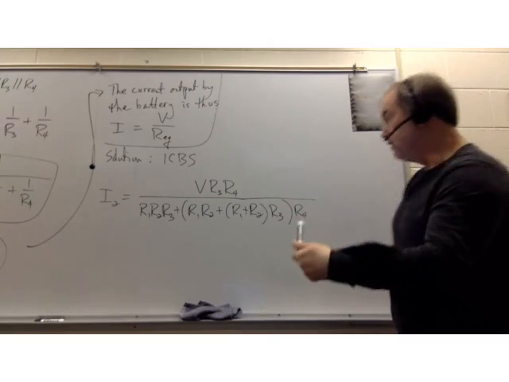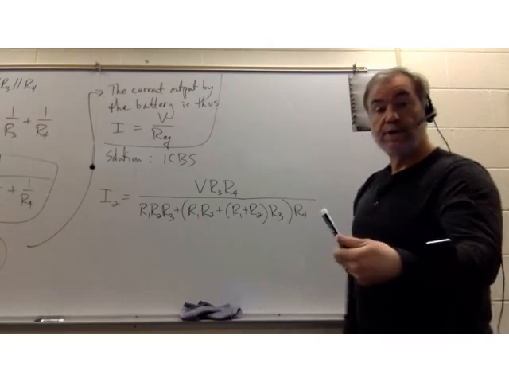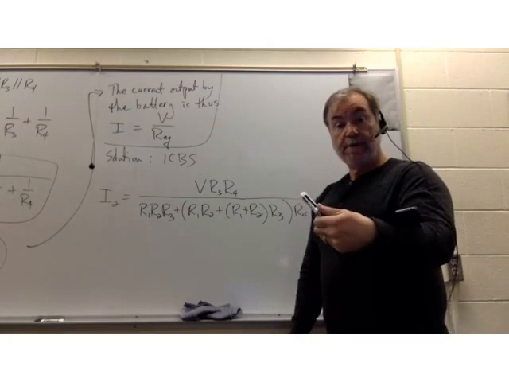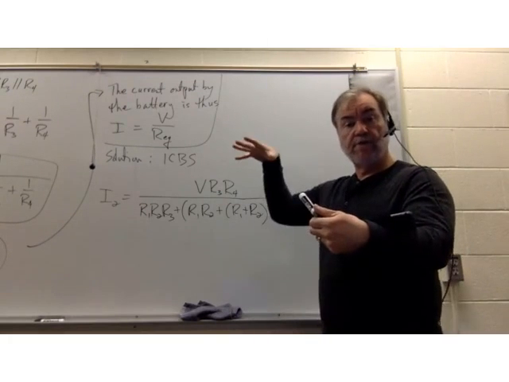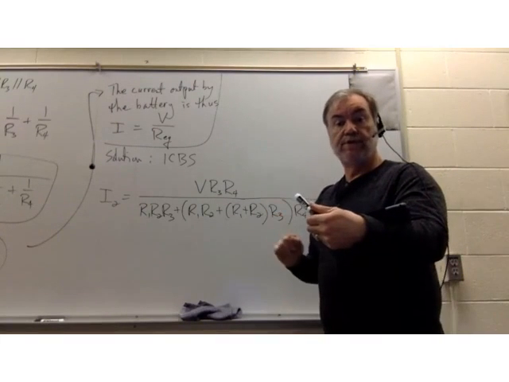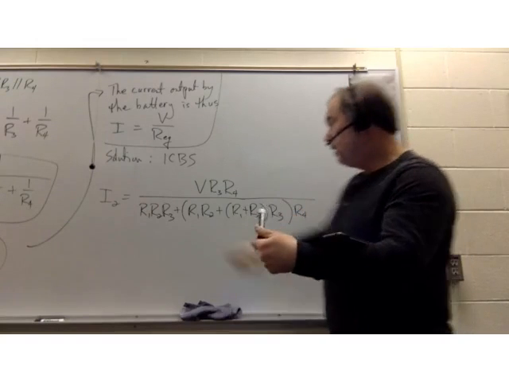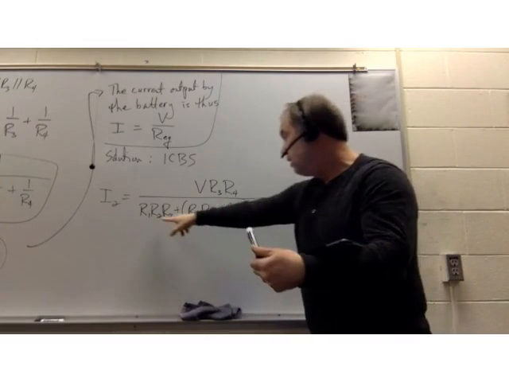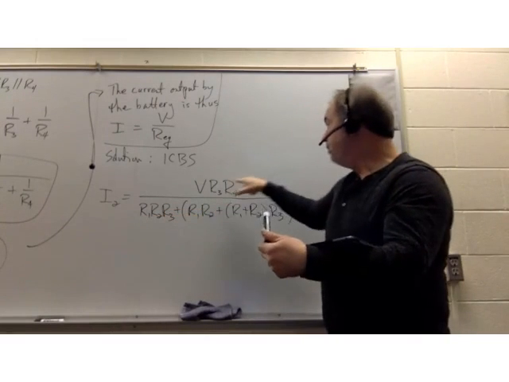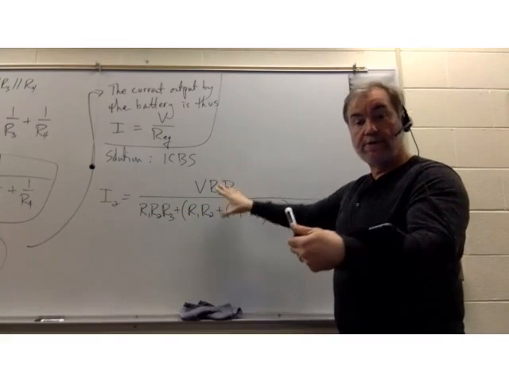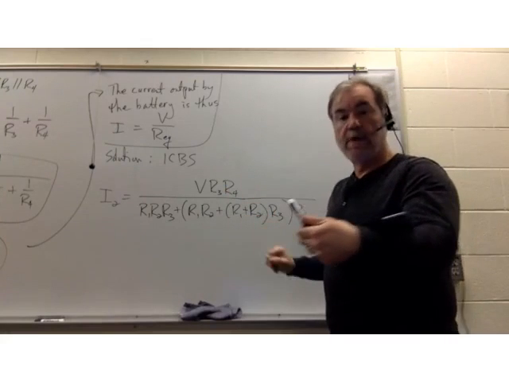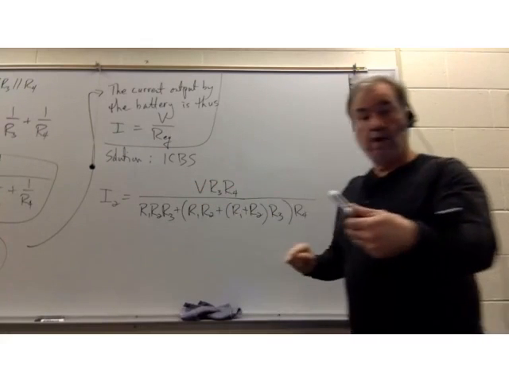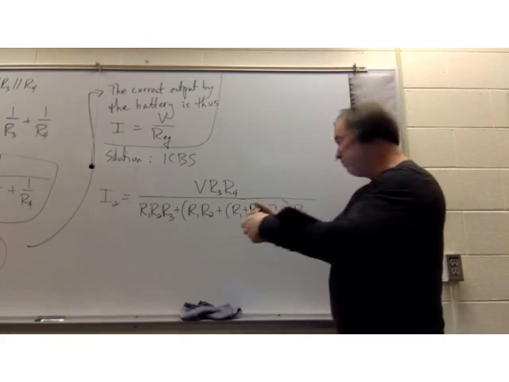And do a sanity check on the units. We expect the units to be amperes, so we should have potential in the numerator and resistance to the first power in the denominator. In the denominator, as you can see, each one of these factors is R to the third power, but in the numerator we've got R to the second power, so sure enough, we have R to the first power in the denominator and volts in the numerator.